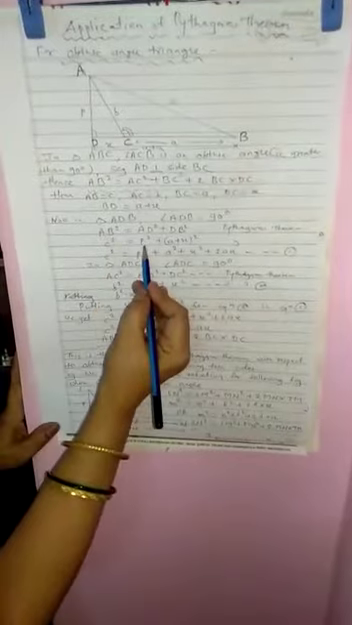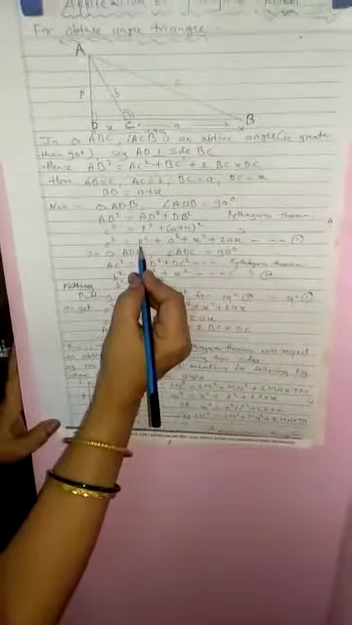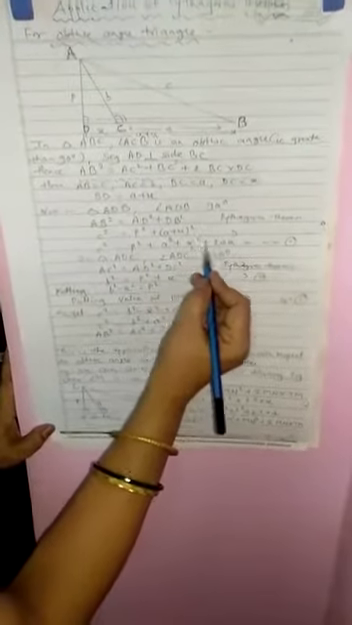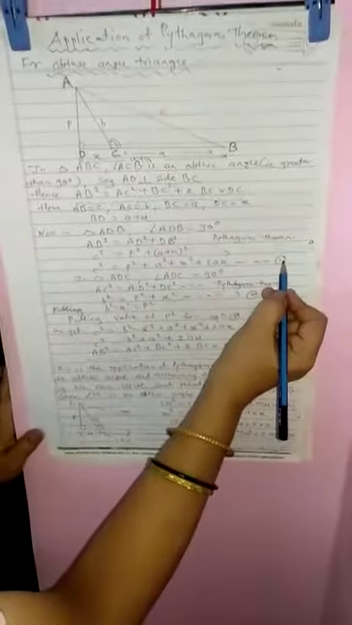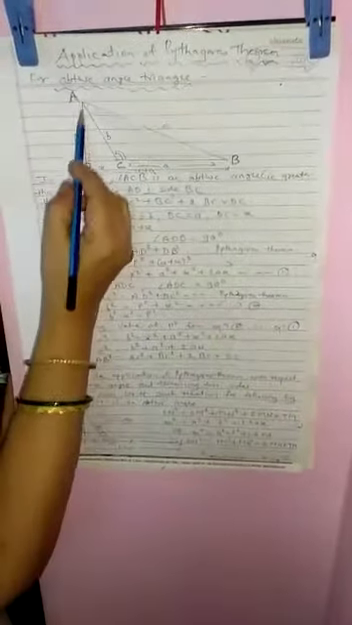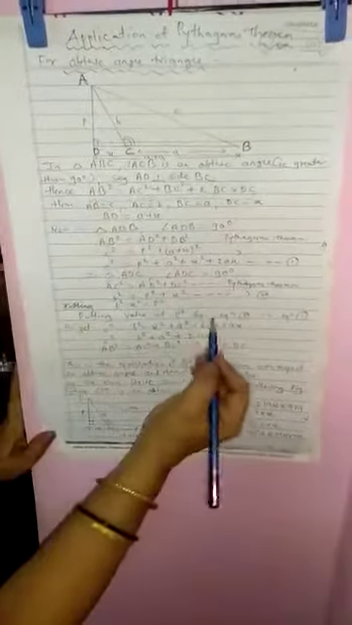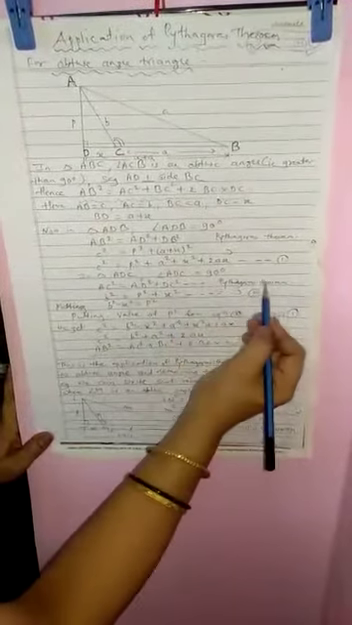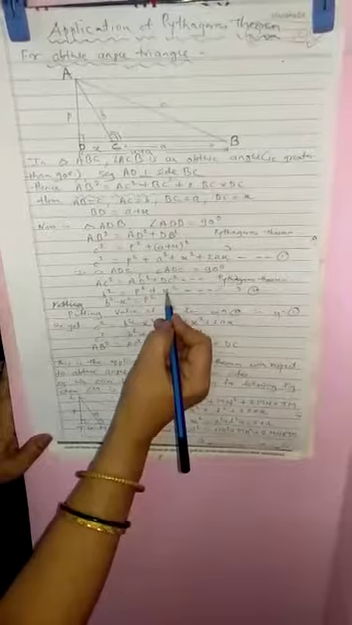C square is equal to P square plus A plus X bracket square. C square is equal to P square plus A square plus X square plus 2AX, squaring this bracket. This is equation number 1. Now in triangle ADC, angle D is 90 degree. So AC square is equal to AD square plus DC square. That is Pythagoras theorem. B square is equal to P square plus X square.